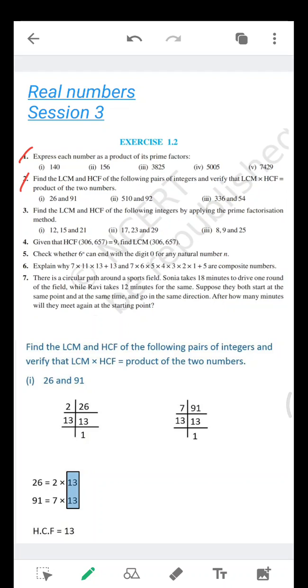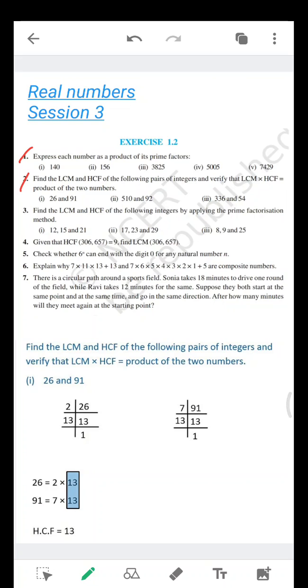Find the LCM and HCF of the following pairs of integers and verify that LCM into HCF is equal to the product of the two numbers. So we are going to see this relation between LCM and HCF, and we are also going to recall how to find LCM and HCF, which you already learned in previous classes. HCF and LCM you have been learning from 6th class. Again you have the same concept here with a few application questions. So let's begin with it.